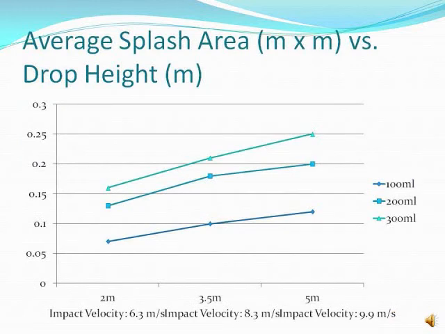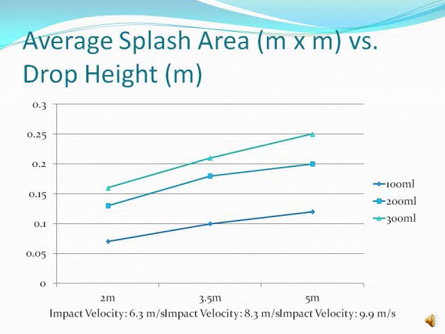As you can see here in this graph, where the average splash area is on the vertical axis and the drop height is on the horizontal axis, splash area in square meters and height in meters, you can see the drop heights and volumes side by side. As you can see, the increase in splash area from 2 meters to 3.5 meters is greater than that of 3.5 meters to 5 meters.